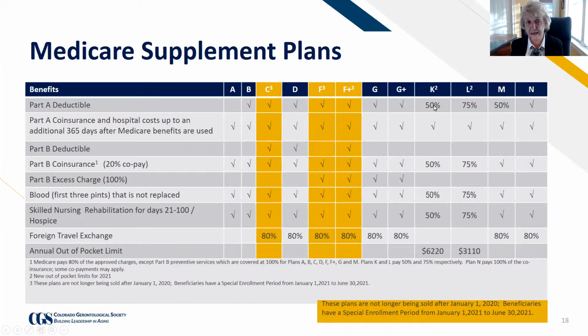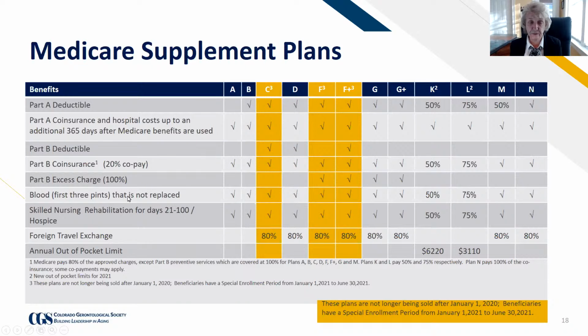If you buy a K, they pay 50%, you pay 50%. If you buy an L, it's a 75%. And similarly, if you buy an M, you split it 50-50. The coinsurance, which is what you pay for days 61 on in a Medicare, Medicare will pay days 1 through 60, except for the deductible. And again, all of them have to pay that.